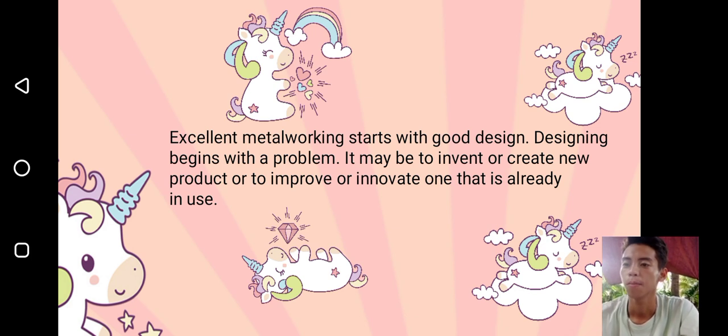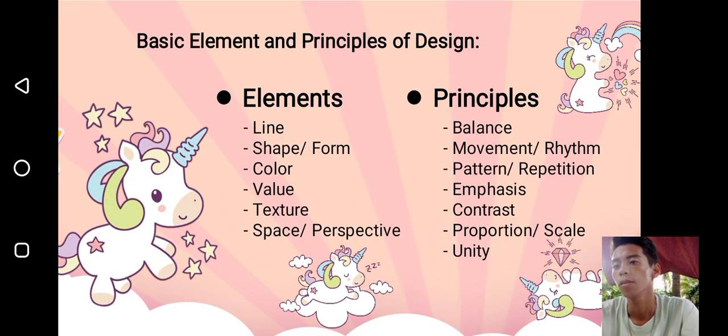So excellent metalworking starts with a good design. Designing begins with a problem. It may be to invent or create a new product, or to improve or innovate one that is already in use. So, the basic elements and principles of design.